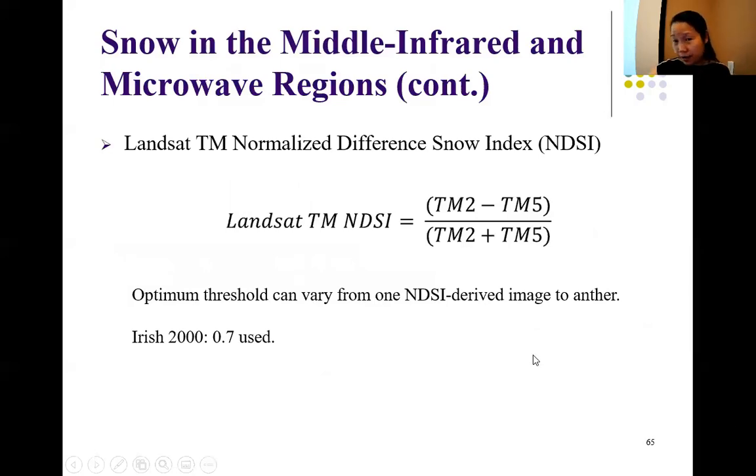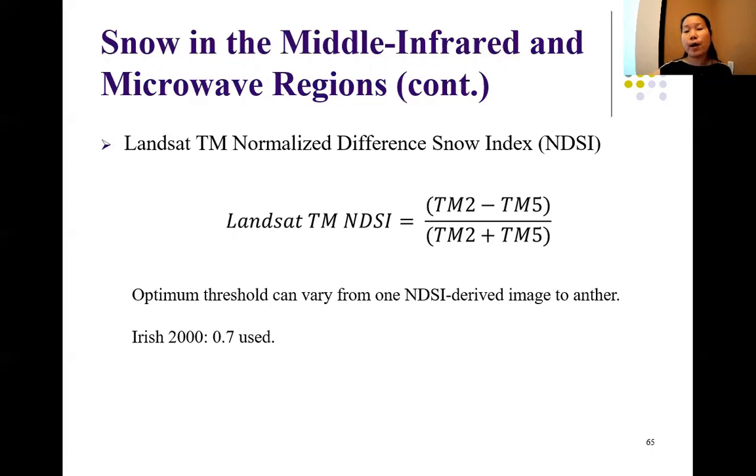So there is another application to map snow, in the middle infrared and microwave region. For example, from Landsat TM, there is the normalized difference snow index. We like to use algorithms to map different types of index because it's very useful. You can convert an image into just a new layer, just the index. So in this case, using Landsat TM, you can also generate the snow index, which uses band 2 and band 5 in this equation.